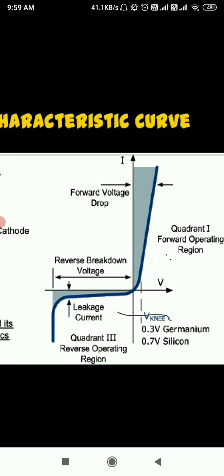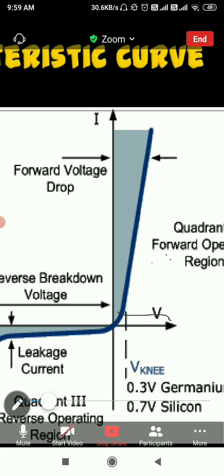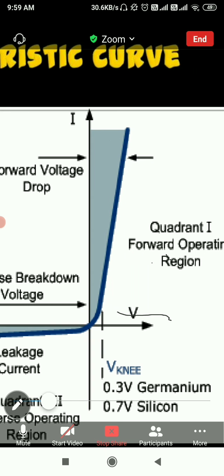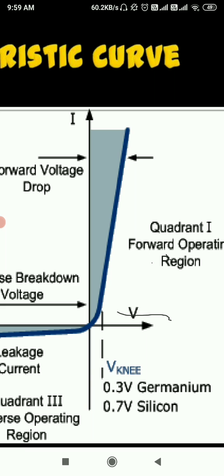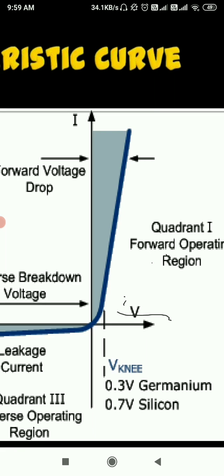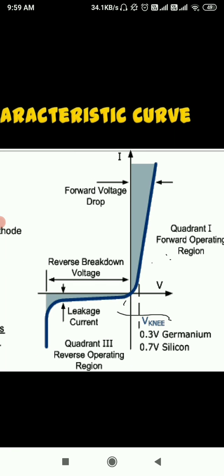And when our supply voltage reaches the knee voltage or the cut-in voltage, that is nothing but 0.7 volt for silicon and 0.3 volt for germanium, at that time there will be a sudden increment in current with respect to voltage, and that voltage we call the cut-in voltage.